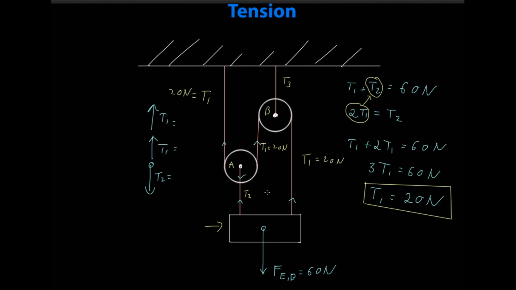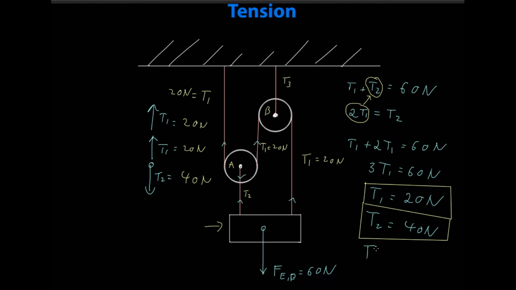I can check myself with pulley A. So if T1 is 20 newtons, that means T2 would have to be 40 newtons. I also could have checked it with my mass here. If T1 is 20 newtons, then T2 has to take care of the rest of it, which adds up to 60. Therefore, T2 has to equal 40 newtons. So I just checked this twice, once with the block and once with pulley A.